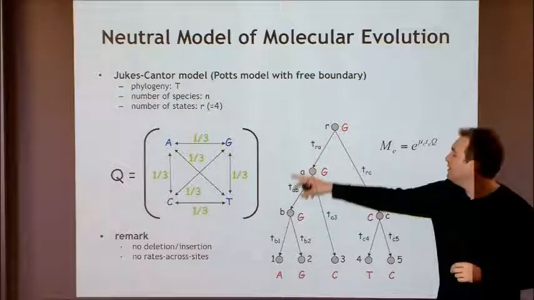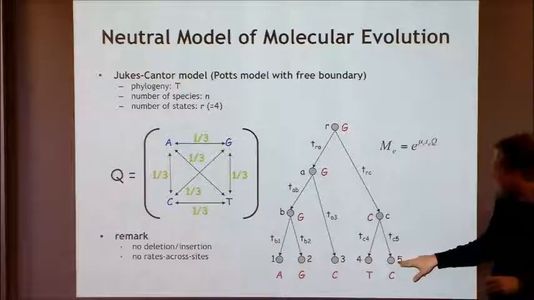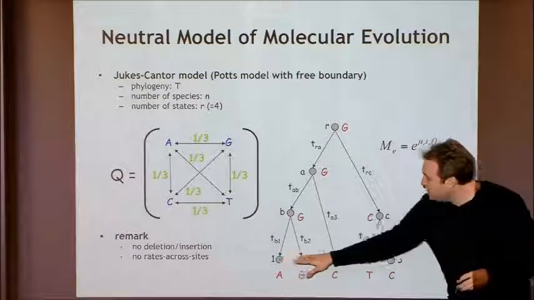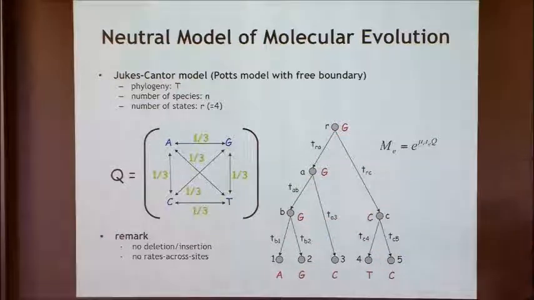So I've got my tree. This is the evolutionary tree that connects these five species. Again, the leaves are the contemporary species. You can think of this guy as the root, and the branches. And the internal nodes are ancestors.